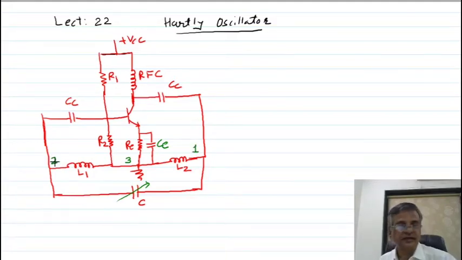Listen. The circuit diagram of the Hartley oscillator is as shown in the figure. Here RFC is a radio frequency choke, or it is called a radio frequency coil, which offers a very high impedance to the frequency of oscillation.